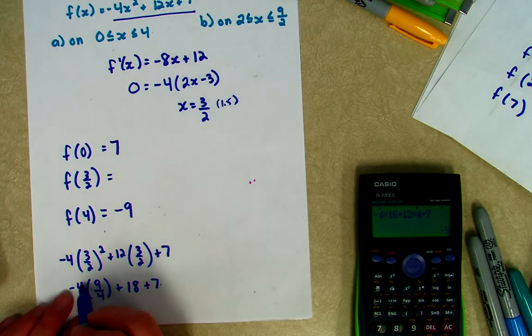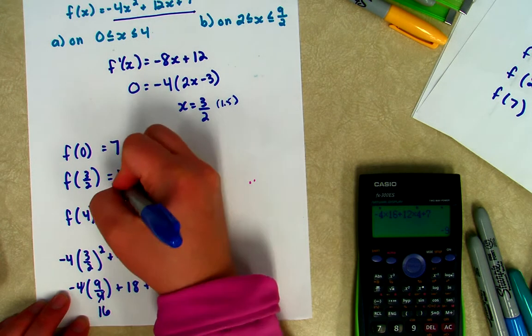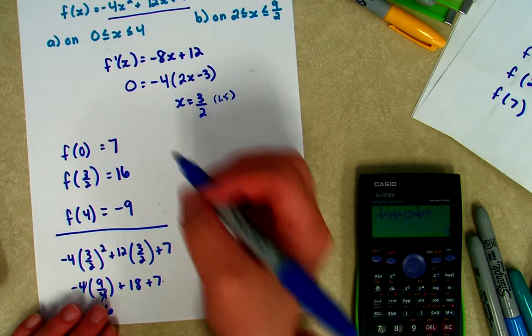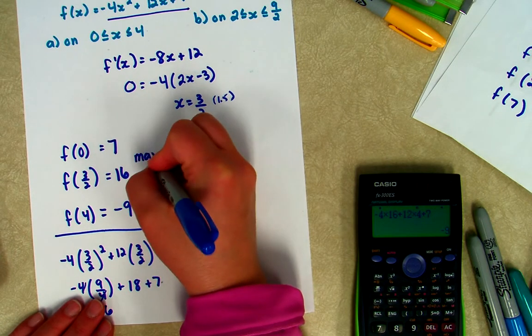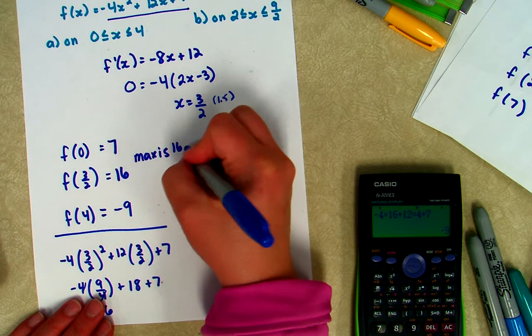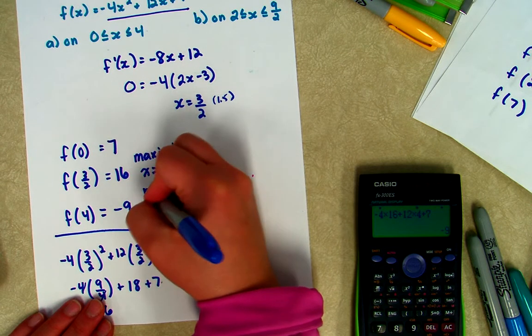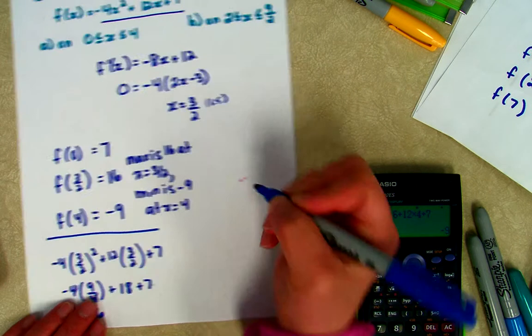So this is going to give me, the 4's will cancel out here. Negative 9 plus 18 plus 7 is going to give me 16. So the fraction wasn't really that bad to deal with at all. And then, so on this interval, my max is 16 at x equals 3 over 2. Min is negative 9 at x equals 4.